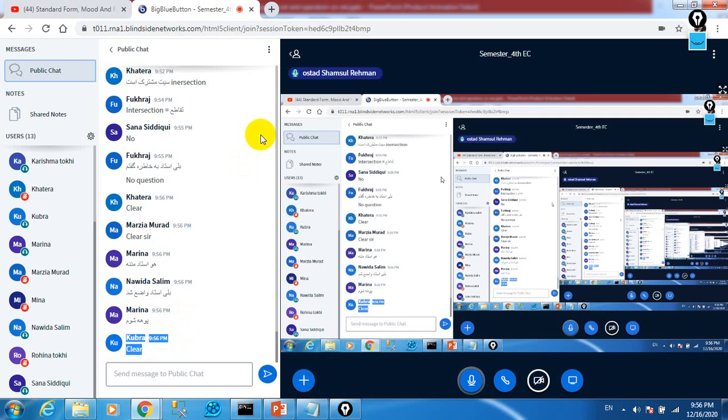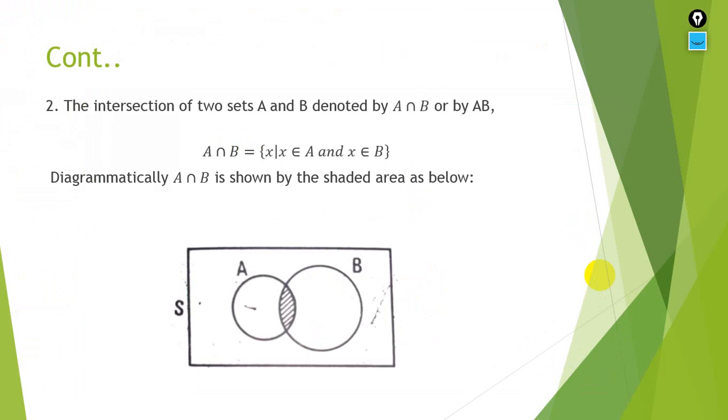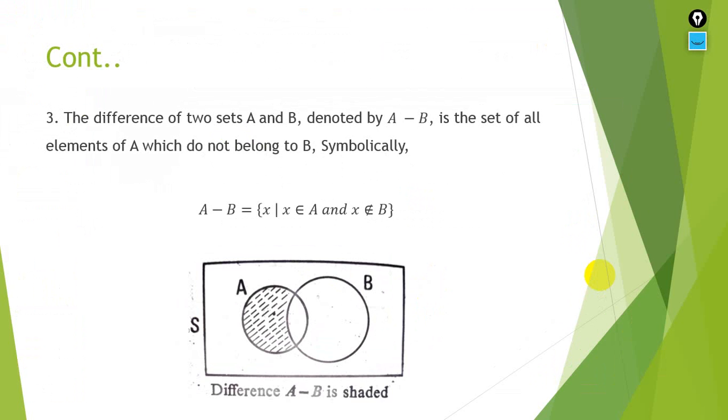Okay. So now we have some more operations on sets. What are those operations? The difference of two sets A and B, denoted by A minus B, is the set of all elements of A which do not belong to B, symbolically: x such that x belongs to A and x does not belong to B.